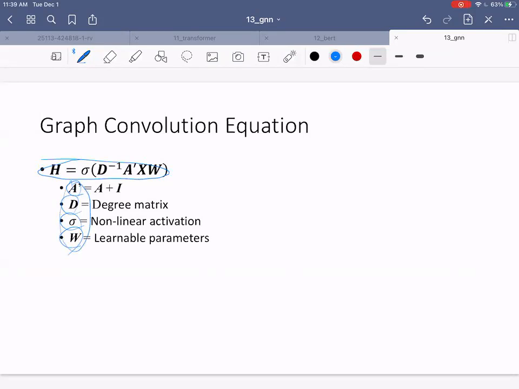And the only learnable parameter is this one, W. So X is the node index. It's like which nodes are there in your graph. And A is also determined by the graph structure, because you know the graph structure. D is also determined by the graph structure. So the only thing that is learnable is W here.